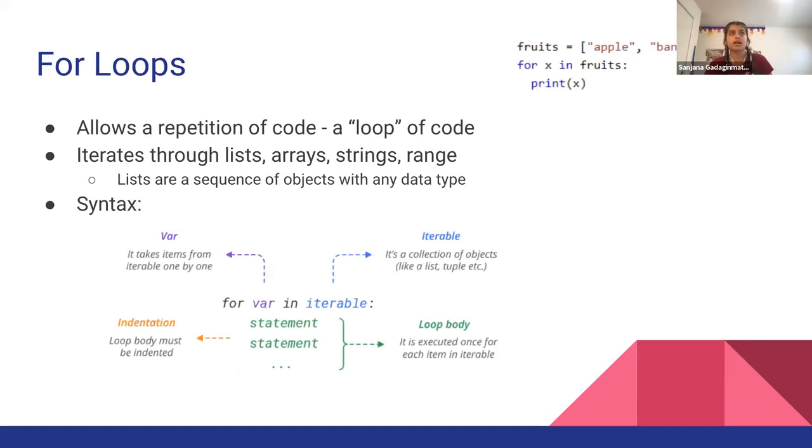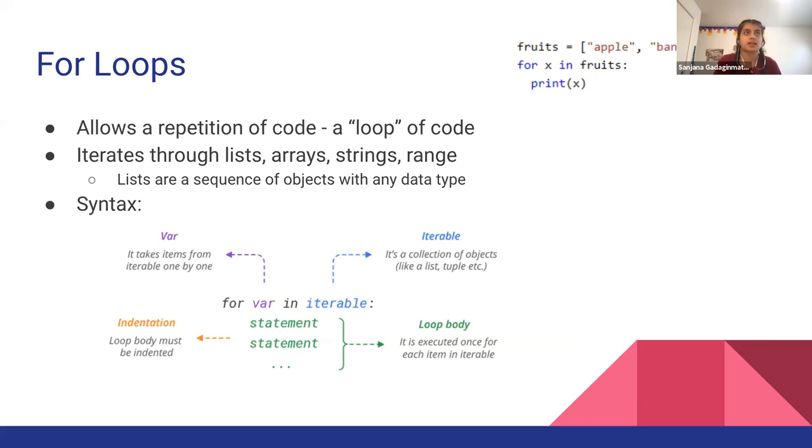Okay, so next we have for loops, and you use for loops when you want to loop code. Instead of hard coding multiple statements that have the same sort of meaning, where maybe one or two variables change in those statements, you can use a for loop, which allows that repetition of code through a loop. For loops iterate through lists, arrays, strings, and the range function, which we just went over. We'll introduce you guys to lists and arrays later. Lists are basically sequences of objects with any data type.